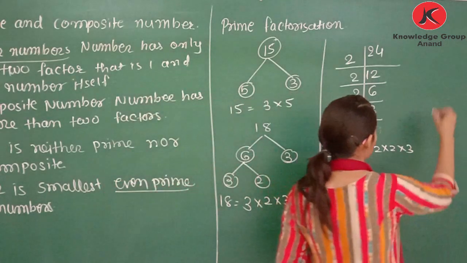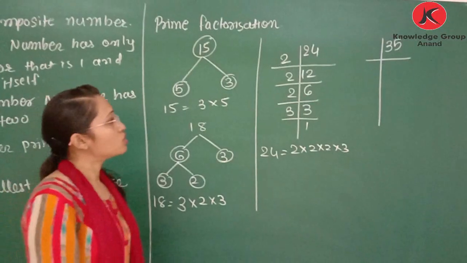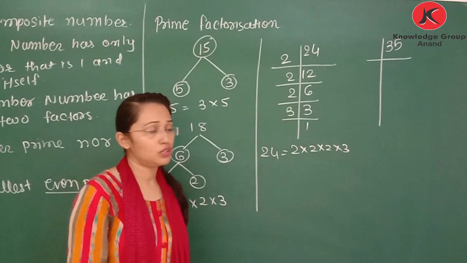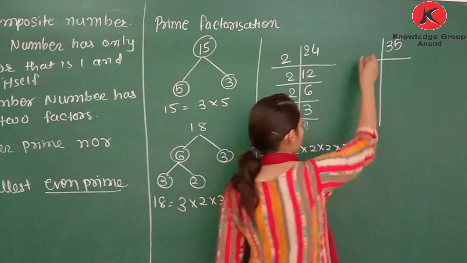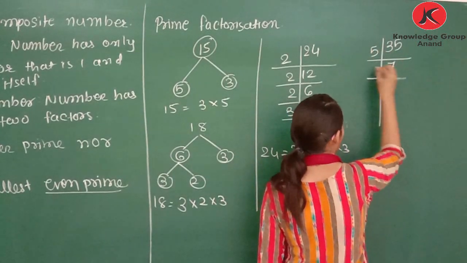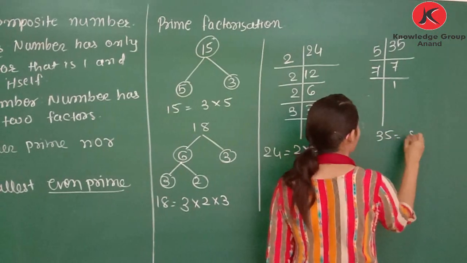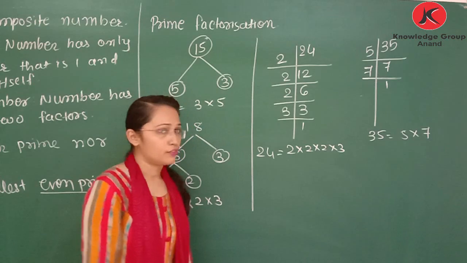Again, we solve one more example. If it is 35, let's check it for 2, and then for 3. Is it divisible by 3? No, it is not divisible by 3. Now we need to take 5, the next prime number. 5 sevens are 35, 7 ones are 7. So the factors of 35 are 5 multiplied by 7. 5 and 7 are called the prime factors of 35.